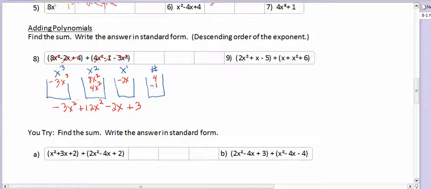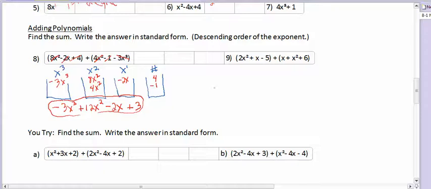Okay, so what I just did was I added my polynomials, and I added all these terms together, and I used my buckets, and now I have my final answer, which is right here. Okay, and it is in standard form. Standard form just means descending order, using the exponents as my 3, 2, 1, none. Okay, now let's do the next one.